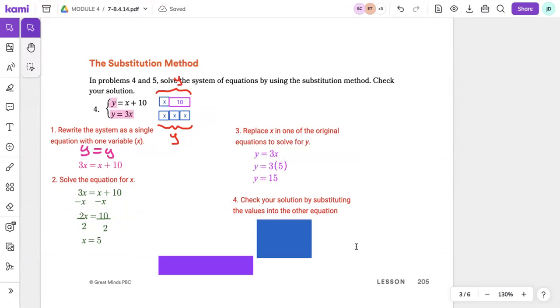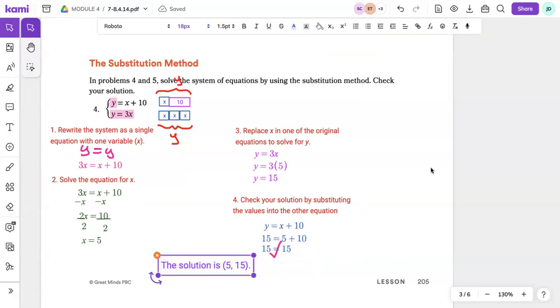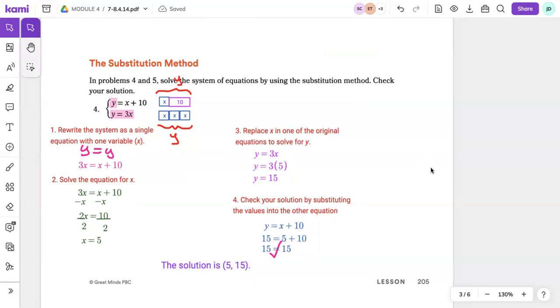And then we're going to substitute both y and x back into the other equation, the one we didn't use, y equals x plus 10, to check your solution. So if we plug in 15 for y and 5 for x, 15 equals 5 plus 10, 15 equals 15. So that is our solution. So we can say then the solution to this system of equations is 5, 15.